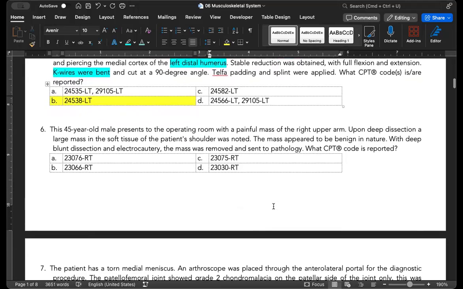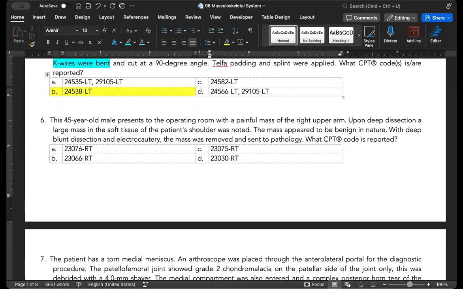Okay. Let's go to number 6. So we have a 45-year-old male presents to the operating room with a painful mass on the right upper arm. Upon deep dissection, a large mass in the soft tissue of the patient's shoulder was noted. The mass appeared to be benign in nature, and then with deep blunt dissection and electrocautery, the mass was removed and sent to pathology.